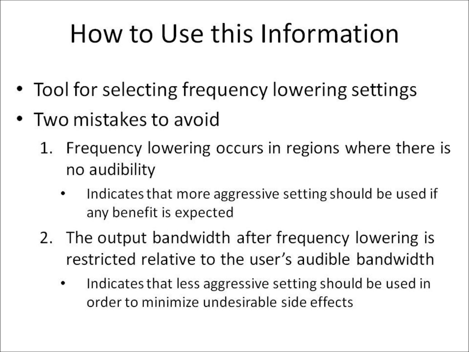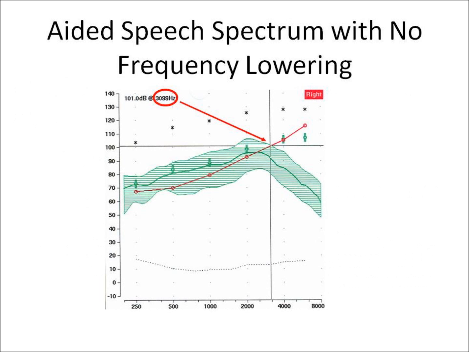The other mistake to avoid is to have frequency lowering so aggressive that the bandwidth of the output is too restrictive compared to the user's audible bandwidth. In this case, a less aggressive setting should be selected in order to minimize undesirable side effects associated with frequency lowering. As an example, here's the aided speech spectrum for a moderately severe hearing loss with no frequency lowering activated.